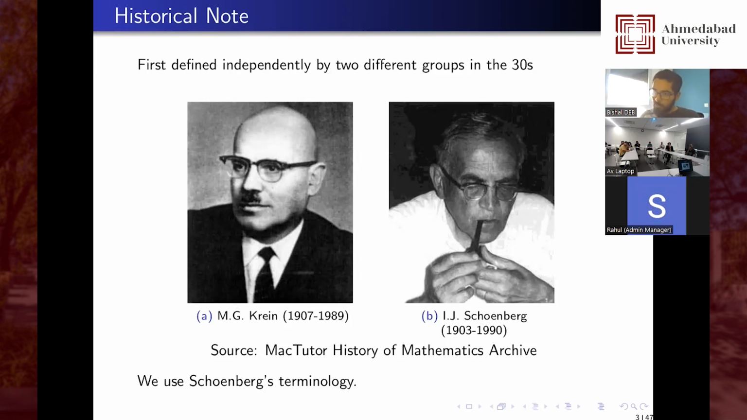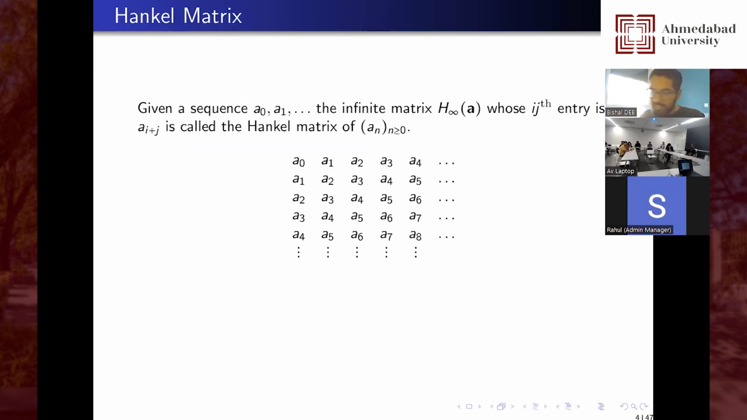So I say that we use Schoenberg's terminology. By that, what I mean is, during this talk, whenever I use the word totally positive, I mean all minors are non-negative. Because if you are reading some paper, you need to be careful. Often writers use total positivity to mean strict positivity of the minors, whereas in this talk, what I mean is minors are non-negative. So depending on whether you're following Krein or Schoenberg, there is a conflict in terminology.